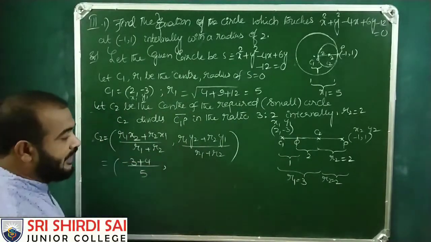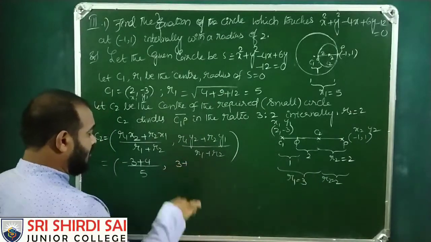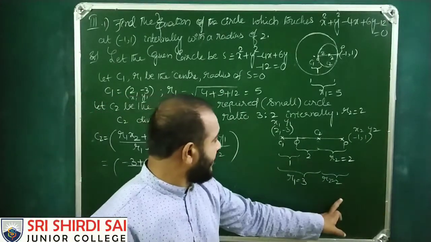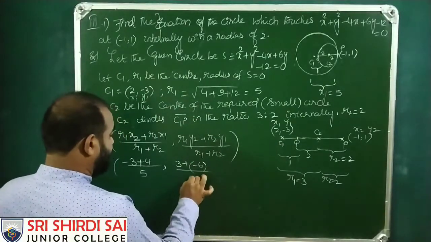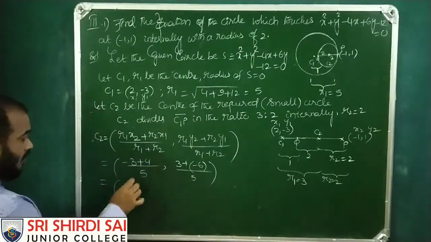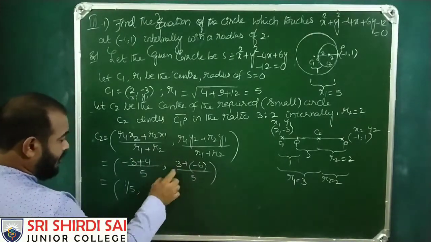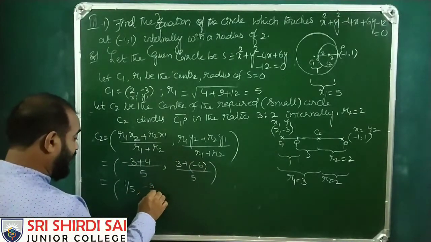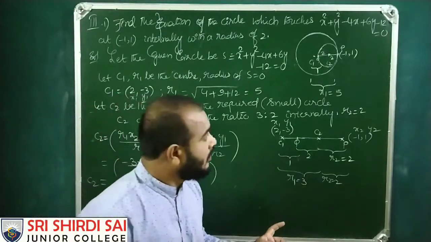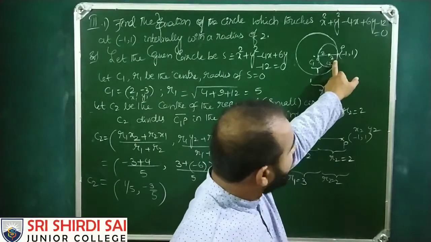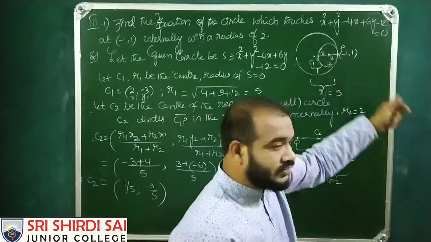Next, R1 Y2, 3 into 1, 3, plus R2 Y1, 2 into minus 3, minus 6, over R1 plus R2, which is 5. So this is 4 minus 3, which is 1 by 5, comma, minus 6 plus 3 is minus 3 by 5. So what is this C2? This C2 is the center of the required circle. We have the center and radius 2.